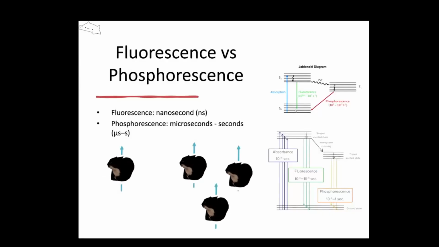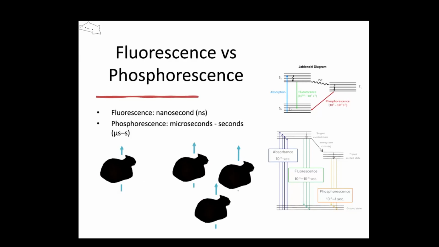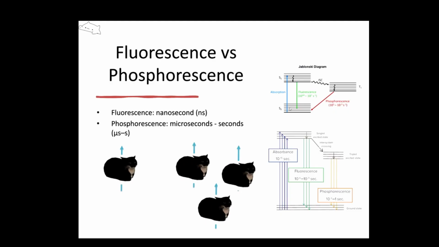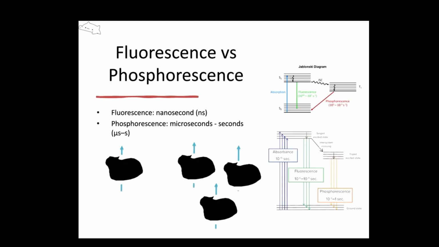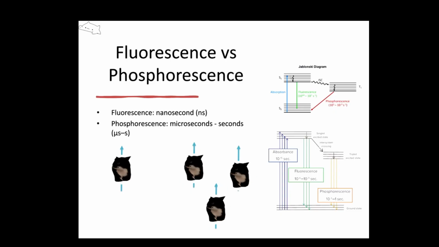I'll be comparing fluorescence and phosphorescence. To begin, we'll be taking a look at the Jablonski diagram here on the right. Both processes start the same way. A molecule in its ground singlet state absorbs a photon and is then promoted to an excited singlet state, S1. This absorption step is extremely fast, to keep in mind.